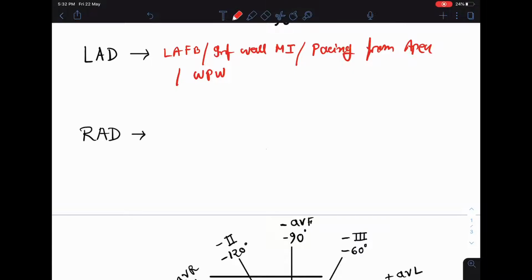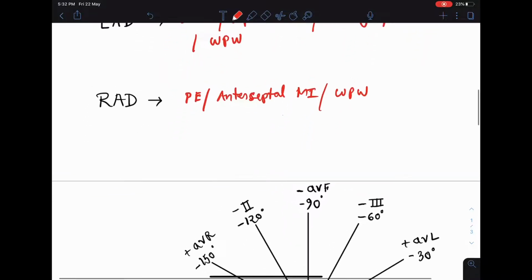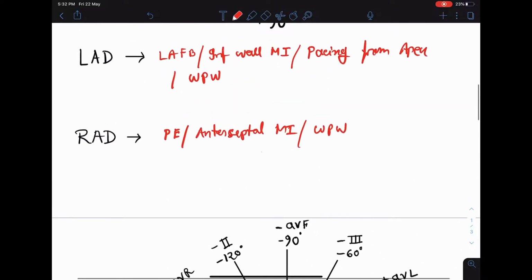The causes of right axis deviation are pulmonary embolism, in cases of anteroseptal MI, and in cases of WPW syndrome where the bypass tract is specifically left lateral or left posteroseptal tract. These are a few common causes of axis deviation.